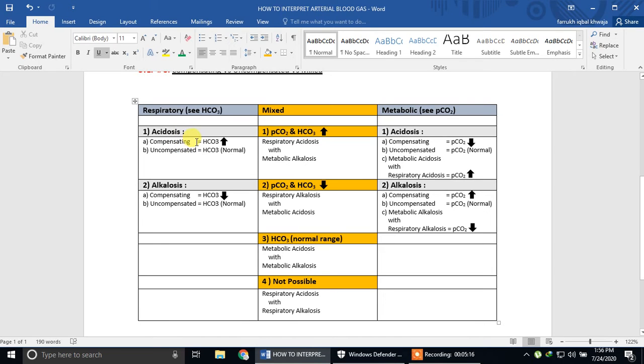You can say it very anything. It is sometimes called partially compensated respiratory acidosis or compensating respiratory acidosis. Okay, so if the kidney is successfully increasing bicarbonate to cope with this acidosis caused by the lungs, then it is compensating respiratory acidosis. If the kidney is doing nothing and bicarbonate is still in the normal range, then it is uncompensated. The kidney has not yet started compensating. Then we have respiratory alkalosis.